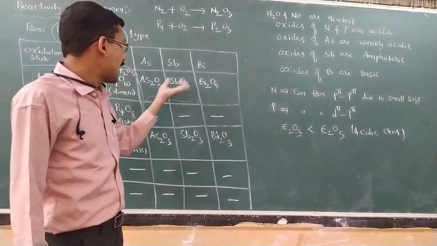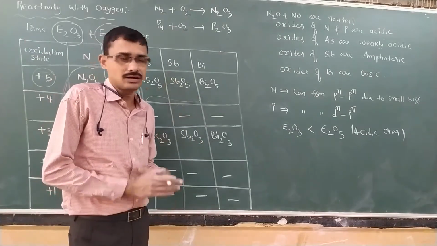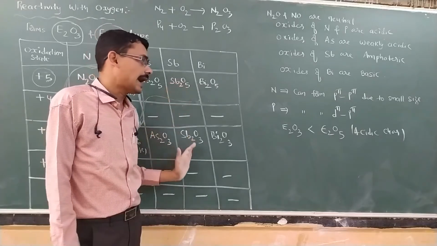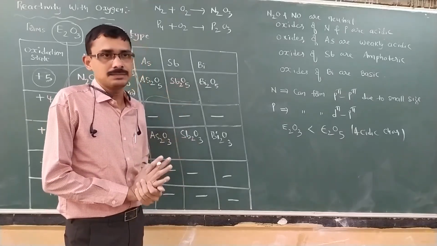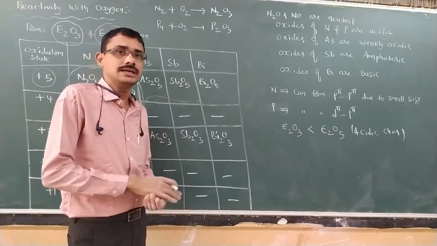Next, if you observe antimony, antimony will form amphoteric oxides. They are neither acidic nor basic in nature; they are amphoteric. That means they react with acid and they react with base. Both reactions can occur.